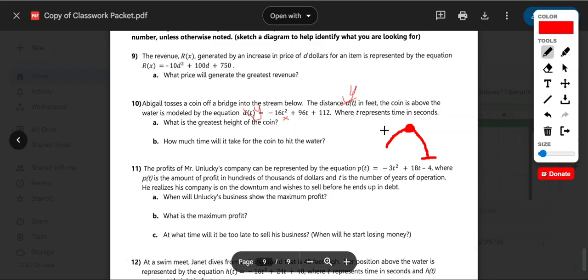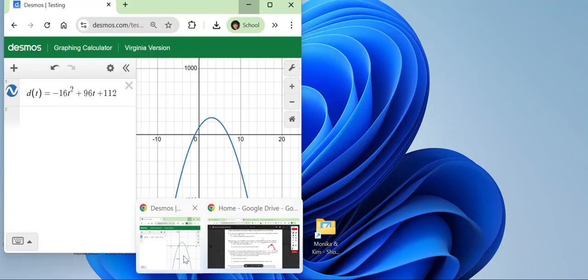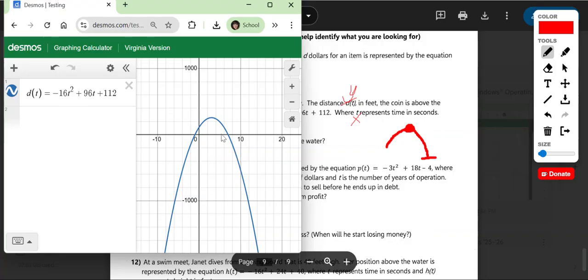So if you draw out the shape that you would expect it to make, an up and down shape as you throw something out into the water and then it splashes back down, you'll notice that the greatest height of the coin is going to be at the very top where it stops going up and then starts heading back down towards the water. So we want to find the highest point, the point where it gets the highest on our graph.